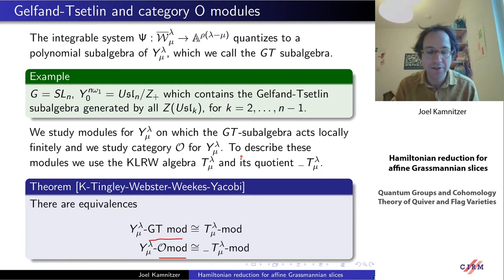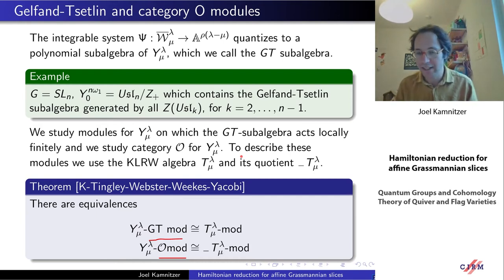The reason to consider these two categories of modules, one motivation, is that if we take a module like that, we can consider its singular support, which will be a subvariety of the affine Grassmannian slice. If we have a module in this category of Gelfand-Tsetlin modules for the Y lambda mu, then its support will lie inside the zero level of the integrable system.